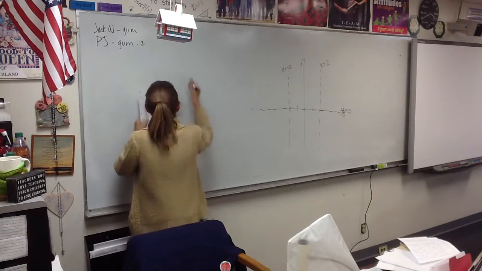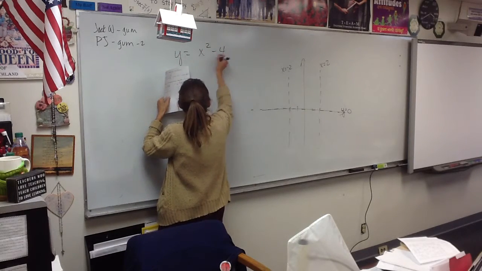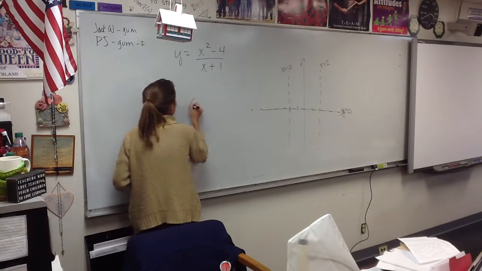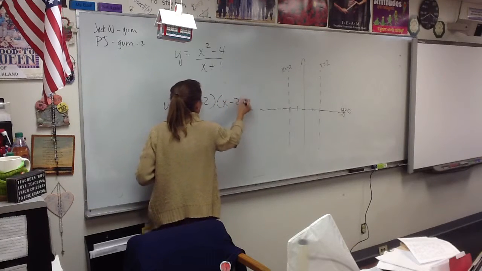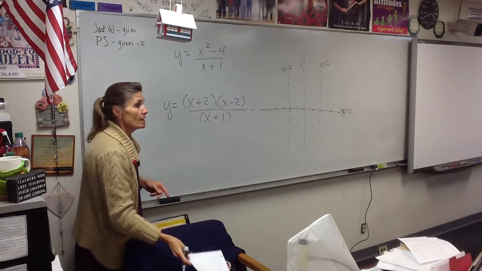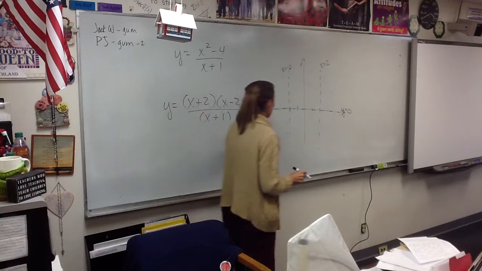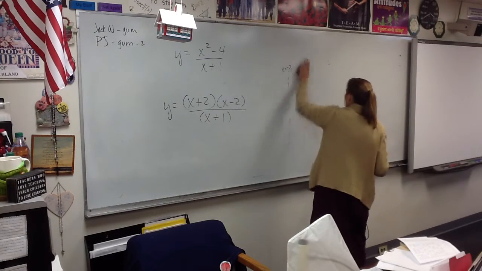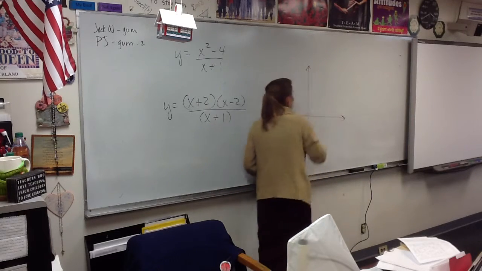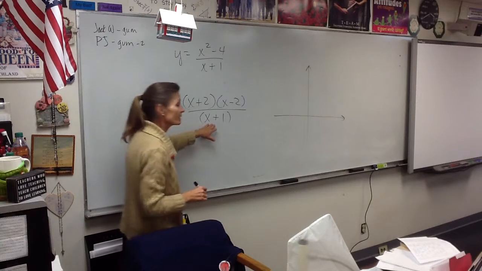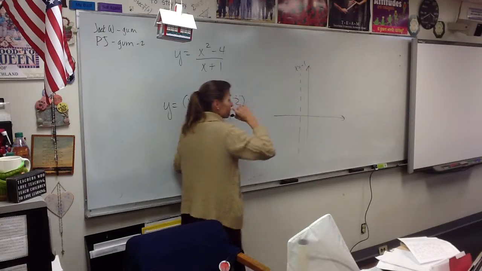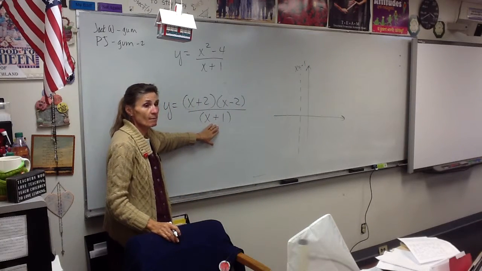All right, what do you want to do with the next one? X plus 2x. The top factors. Uh-oh, what do we notice again about this problem? Nothing cancels, so there won't be any holes. However, there is an asymptote. Where is your vertical asymptote? At x equals -1. Vertical asymptotes come from your denominator.